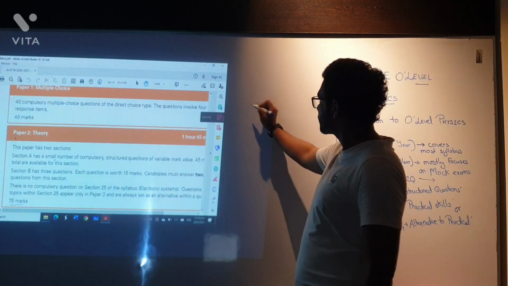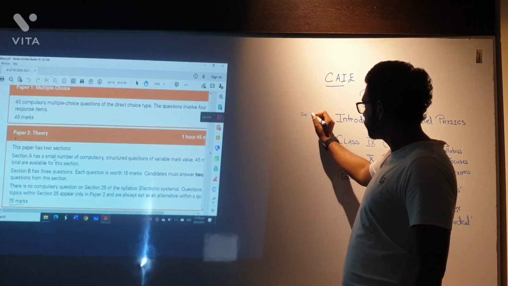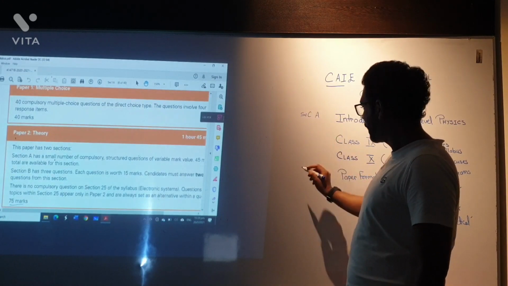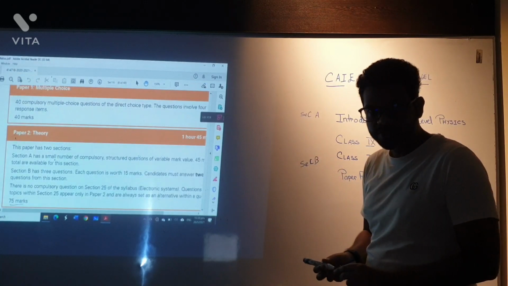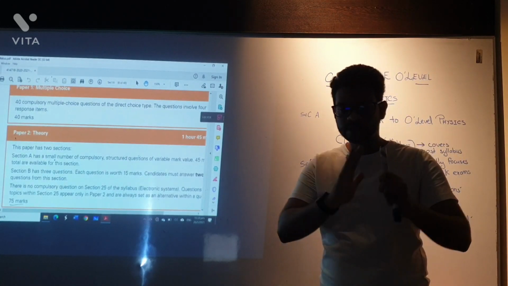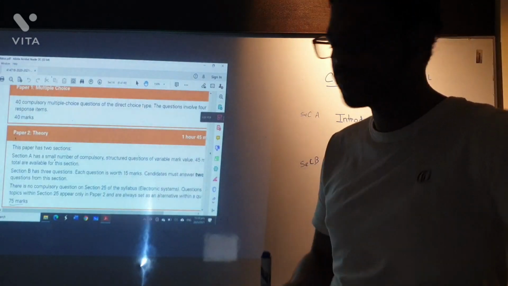So paper 2 has a 75 marks question. Now, there are 2 sections in paper 2. The first section is section A, and the second section is section B. The difference between them is all of it is structured. There are no MCQs or fill in the blanks or such things. These are all structured questions.